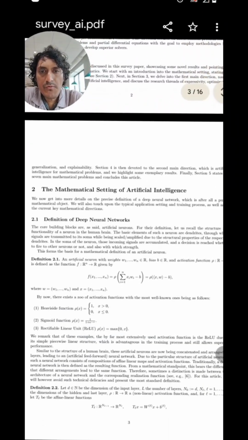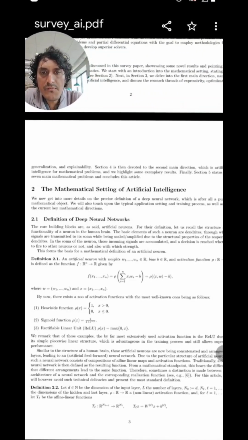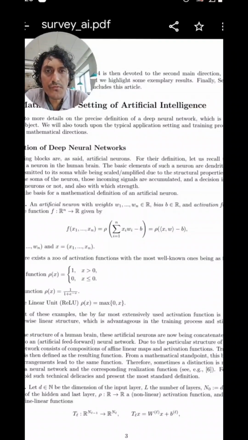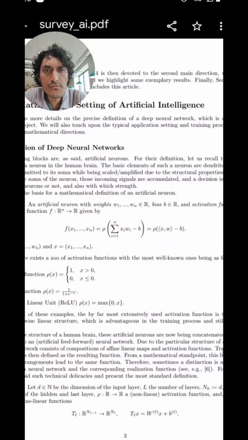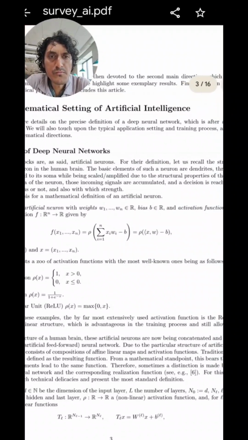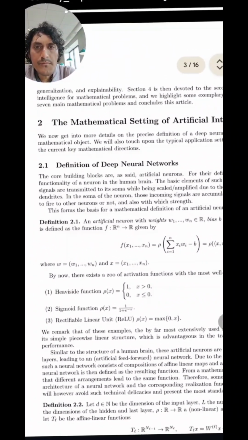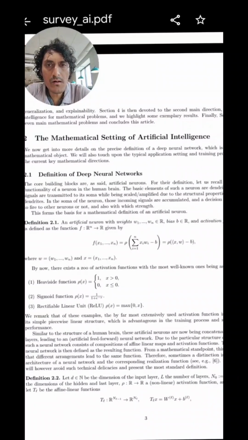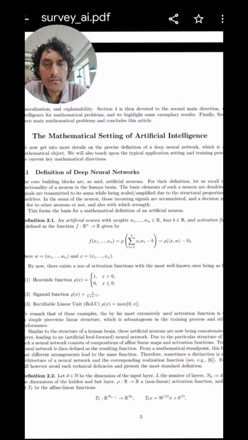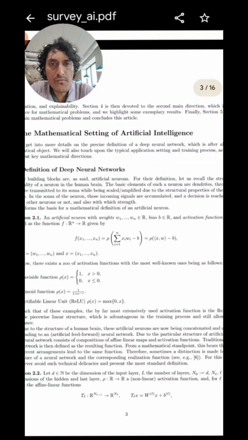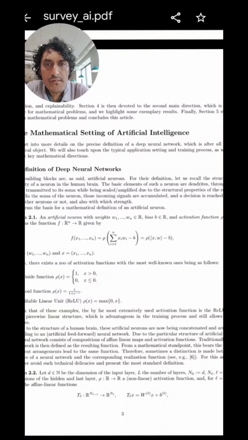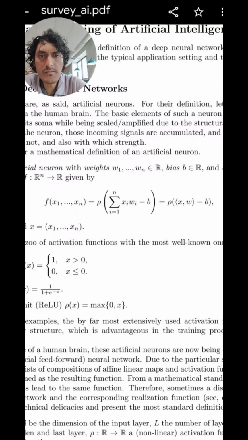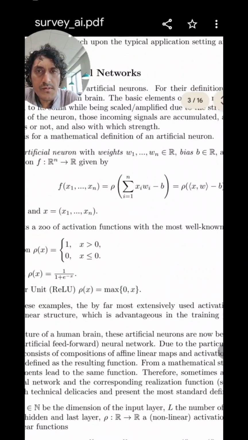And to review some of the stuff, like the definition of perceptrons, like a node, an artificial neuron, with weights W1 to Wn, bias B, and activation function rho. Then the neuron is defined as the function f from R^n to R, given by the summation of all the weights over all the inputs. So this is the dot product of the input vector and the weight vector minus bias b, and then this is fed into the activation function as the input.